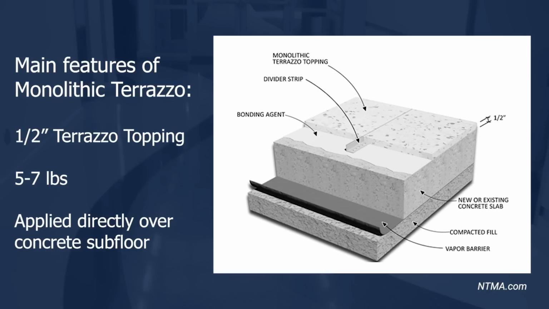Monolithic terrazzo is a system where a half-inch terrazzo topping is bonded directly to a new or existing slab. Panels are then poured within the directly bonded metal L-angle divider strips.